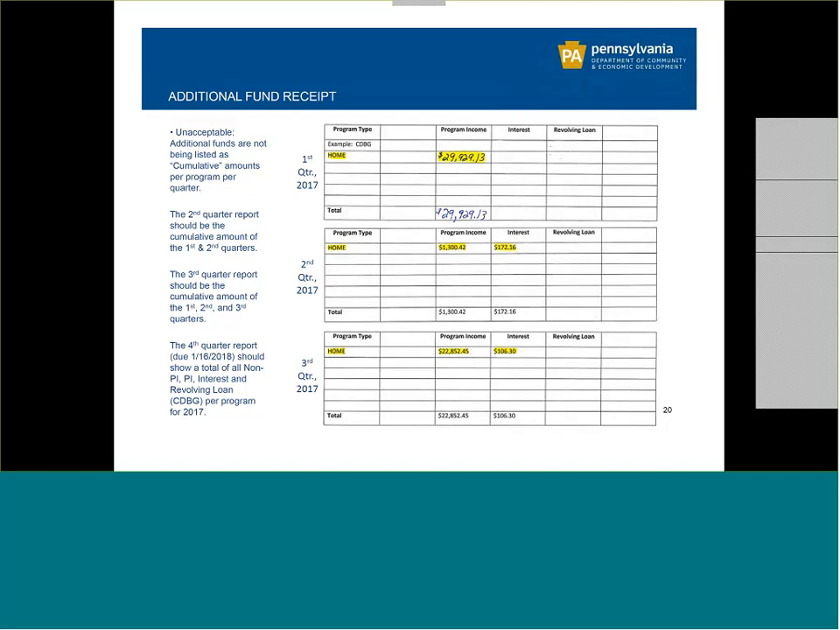And then the fourth quarter report, which is due January 16th, 2018, should show a total of all those amounts per program for 2017.